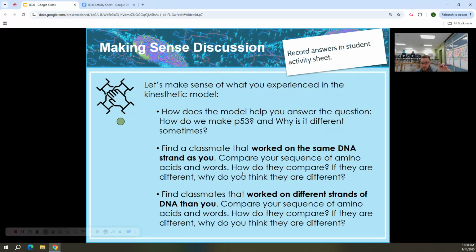So it needs to be someone that worked on strand A if you did strand A, or worked on strand B if you did strand B, or whatever strand you did needs to be the same. Otherwise, this doesn't work, right?